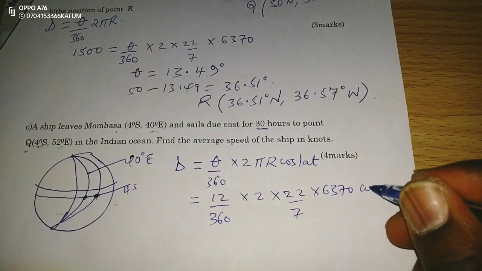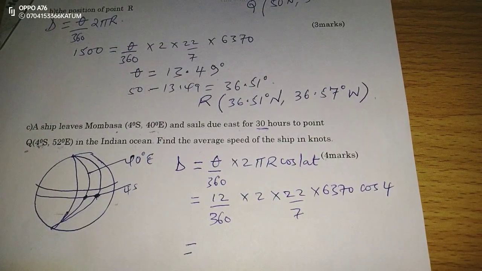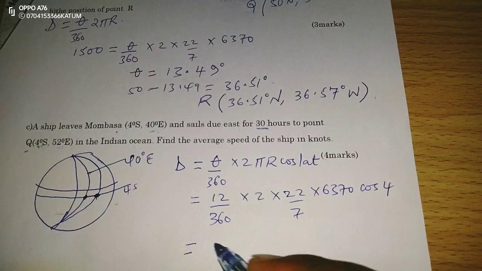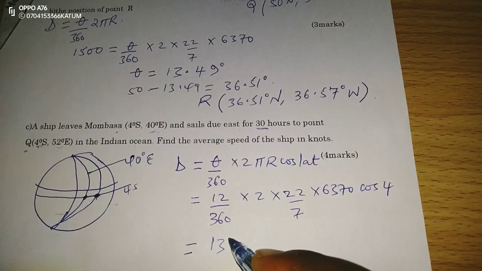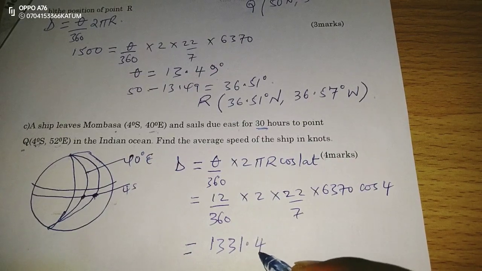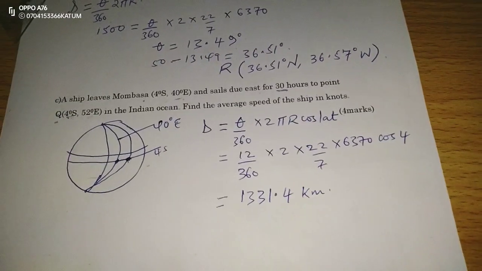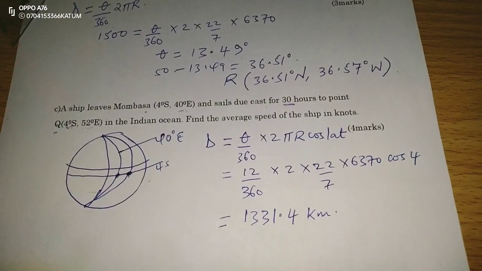cosine of the latitude, which is 4. So the distance is 12 multiplied by 2 multiplied by 22 multiplied by 6370 cosine of 4, divided by 360 times 7. This is going to be 1331.4 kilometers.